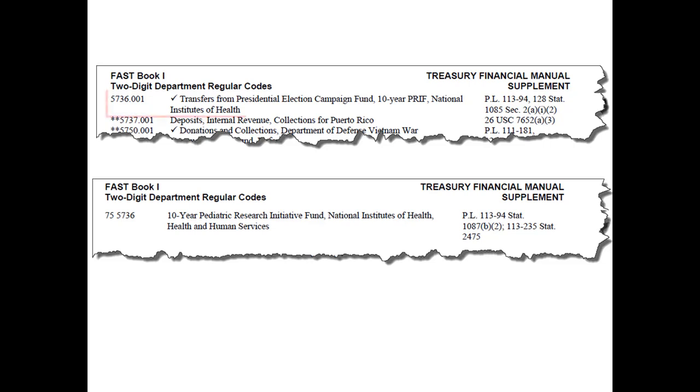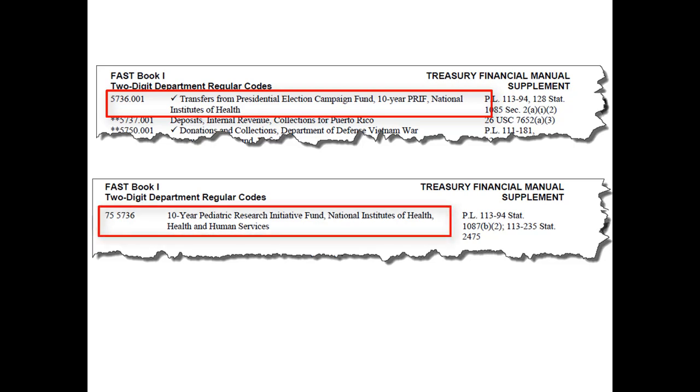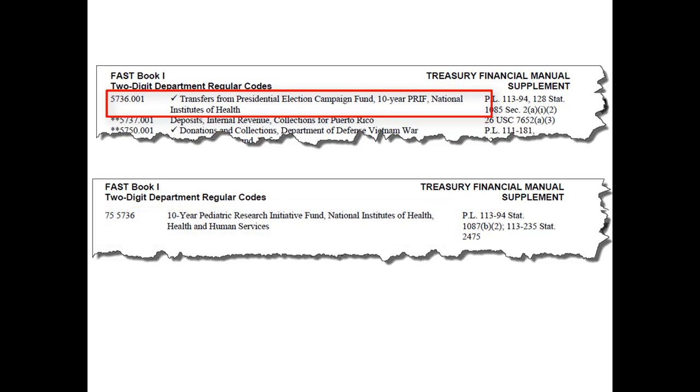Here we see the special fund receipt account for the transfers from the Presidential Election Campaign Fund 10-year Pediatric Research Initiative Fund in the National Institutes of Health. Note the matching expenditure account. But also note that while this is a distributed offsetting receipt, that is, it affects HHS outlays, there is no double asterisk identifying the account as available. That means that unlike the CRADA example, the authorizing legislation requires an action to be taken to make these receipts available to spend.